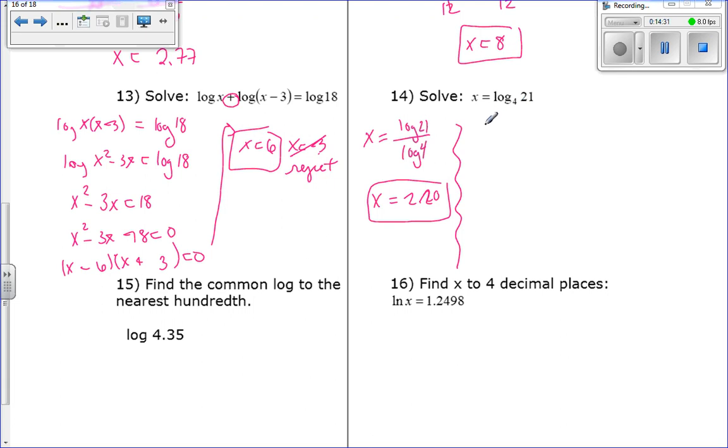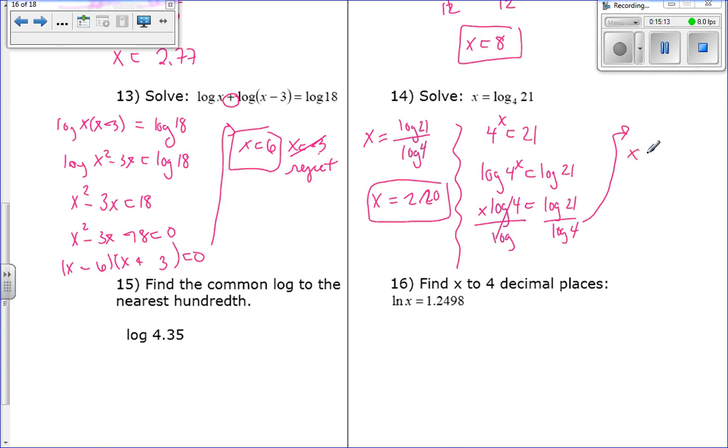Or you can go about the other way. The base is 4, my exponent is x, and the number is 21. I do not know of a number that I can use 4 to get 21. Therefore, you can take the log of both sides. So log of 4 to the x equals the log of 21. Bring the x out in front. Divide both sides by log 4. As you can see, log 21 divided by log 4, that's what I end up with over here. So again, x is 3.30.